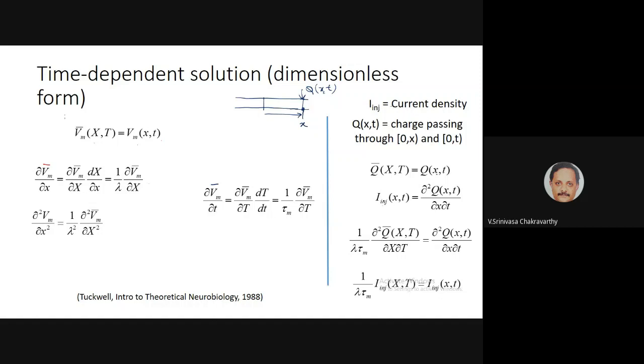Since I_inj is a current density in terms of both space and time, in terms of both x and t it is given as ∂²Q/∂x∂t, because it is a current density. If you apply this, in a very straightforward fashion you get ∂²Q bar(X, T)/∂X∂T, and this second derivative just gets a factor of 1 by lambda tau m. So you get this.